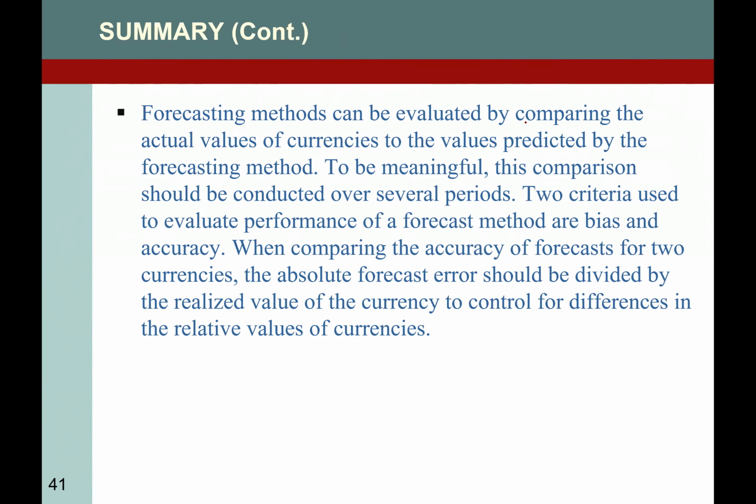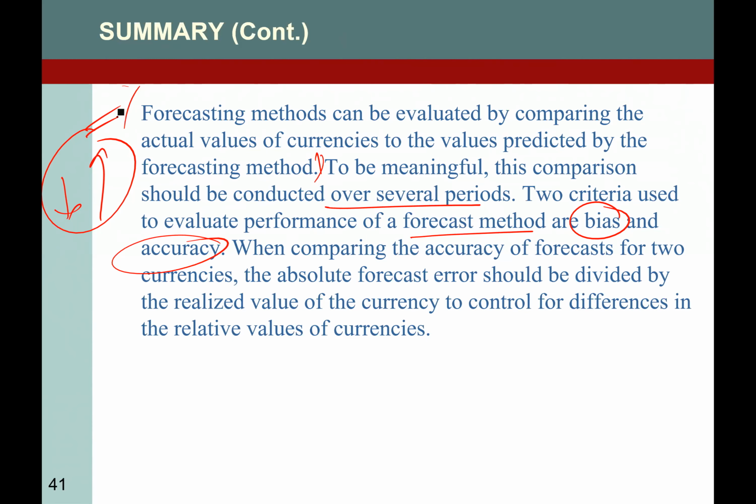Forecasting methods can be evaluated by comparing actual values of currencies to various predicted values from the forecasting methods. The simple way to know which method is correct or not is to compare with the actual values. To be meaningful, this comparison should be conducted over several periods. Two criteria are used to evaluate the performance of a forecasting method: bias and accuracy. If the method gives you lower bias and higher accuracy, that method is correct.